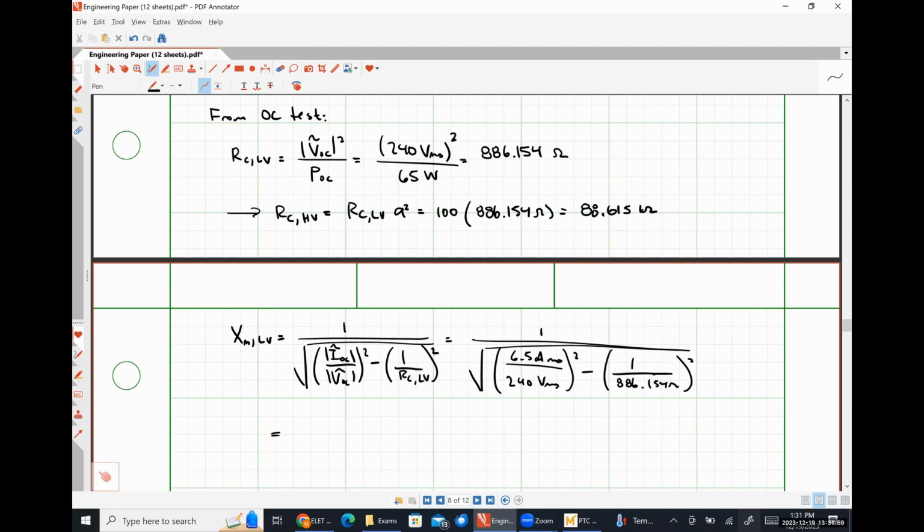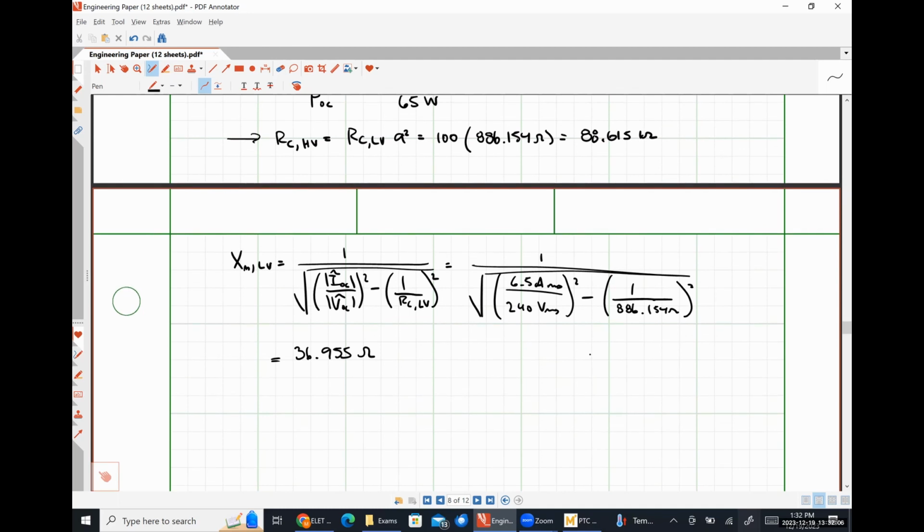Excuse me, 36.955 ohms. And then XM on the high voltage side is just going to be A squared times XM on the low voltage side, or 100 times that 36.955, which is going to look like 3.696 kiloohms.